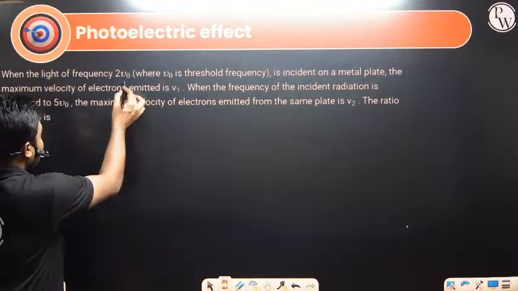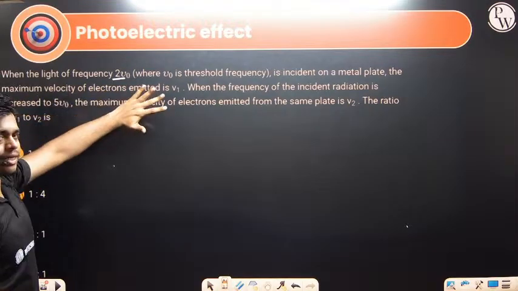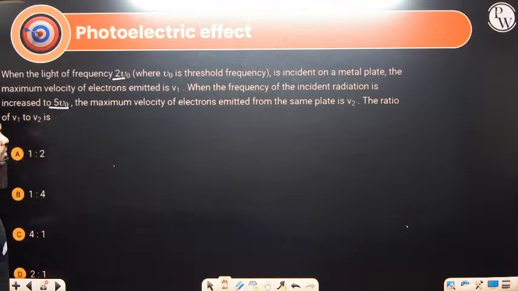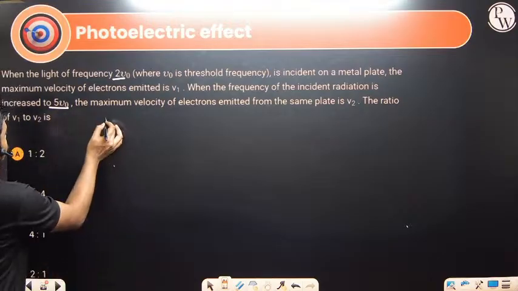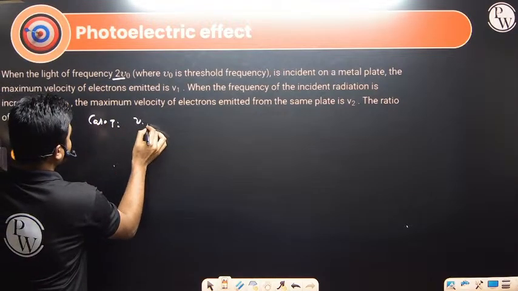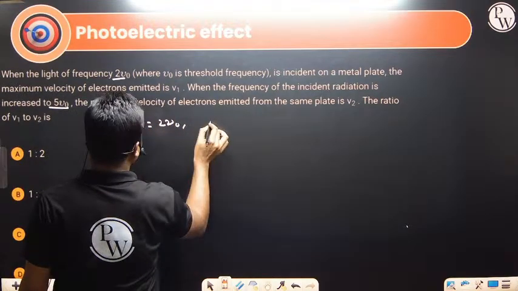So when light of frequency 2 mu naught is incident on a metal plate, the maximum velocity of the electrons emitted is v1. When the frequency of the incident radiation is increased to 5 mu naught, the maximum velocity of electrons emitted from the same plate is v2. Find the ratio of v1 to v2. So first, case one we will write. What is the frequency? Mu1 equals 2 mu naught. What is the maximum velocity of electrons emitted here?